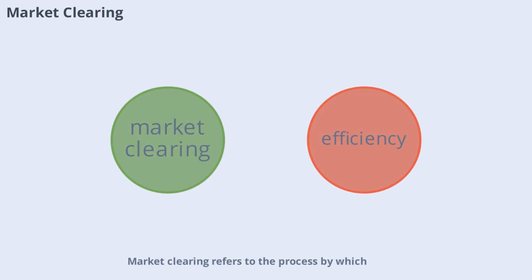Market clearing refers to the process by which prices adjust so that all goods supplied are purchased. At equilibrium, the market clears, meaning there is no leftover inventory or unmet demand. This concept is central to efficient markets and is a key indicator of economic health. By understanding market clearing, we can better assess the effectiveness of market mechanisms.